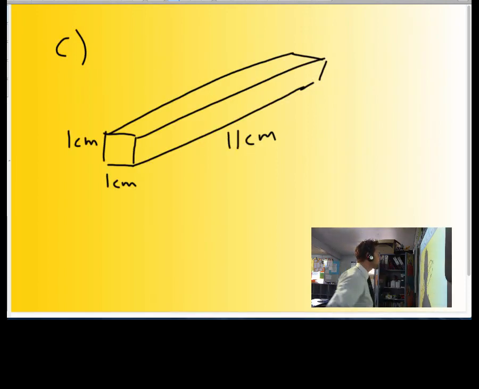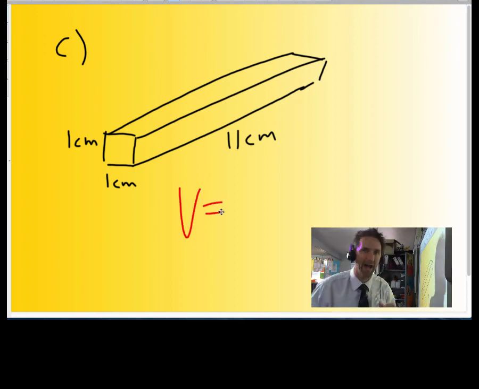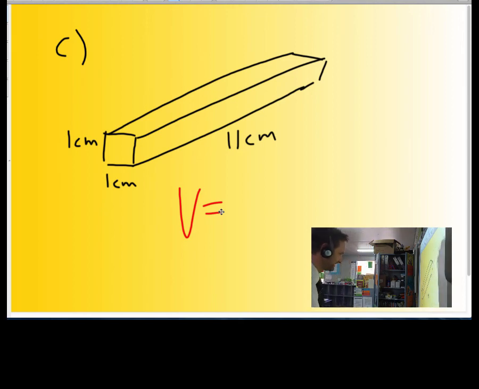All right, let's have a look at C, and you're doing this one all by yourself. You've got 3 numbers there. You're trying to find the volume. How are you going to work it out? Okay, it's up to you. Off you go. Okay, I hope you paused me.